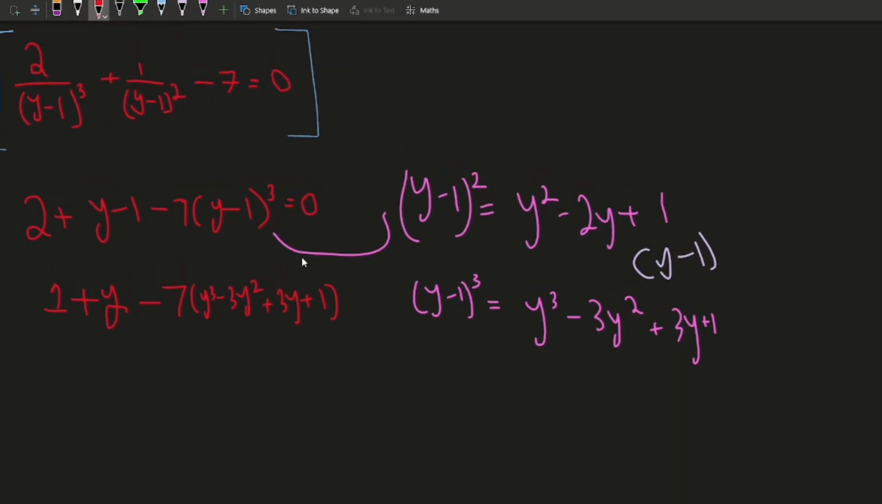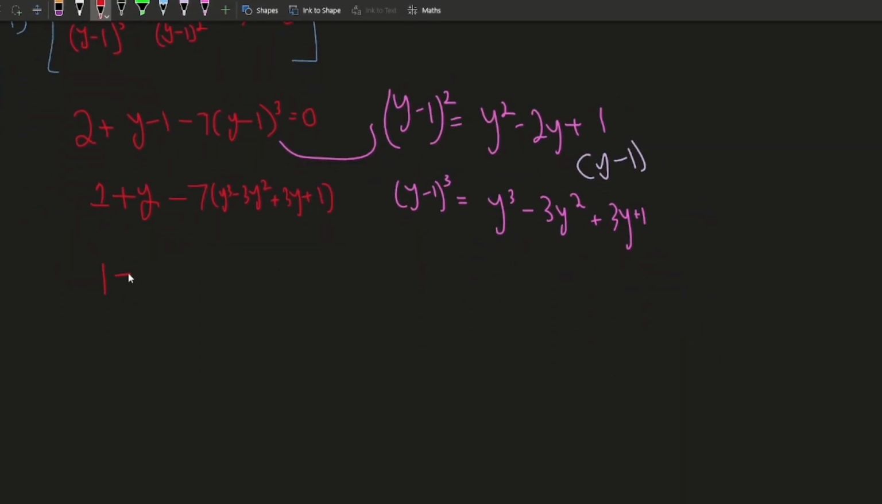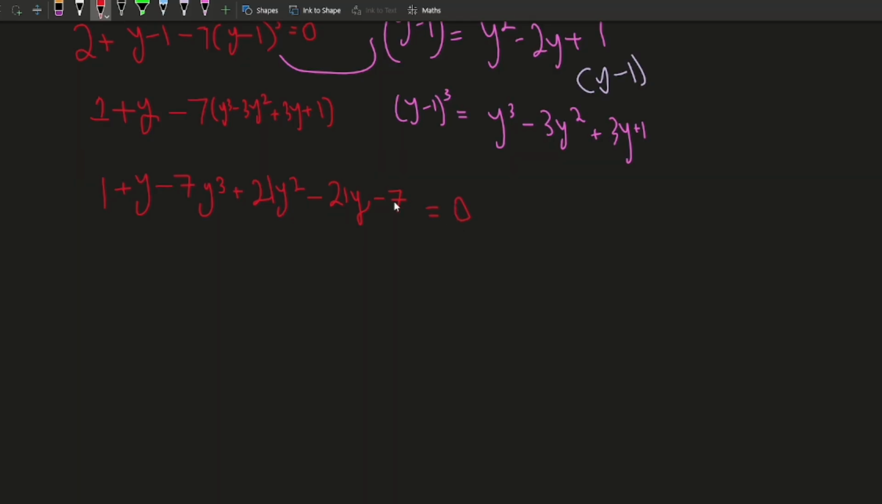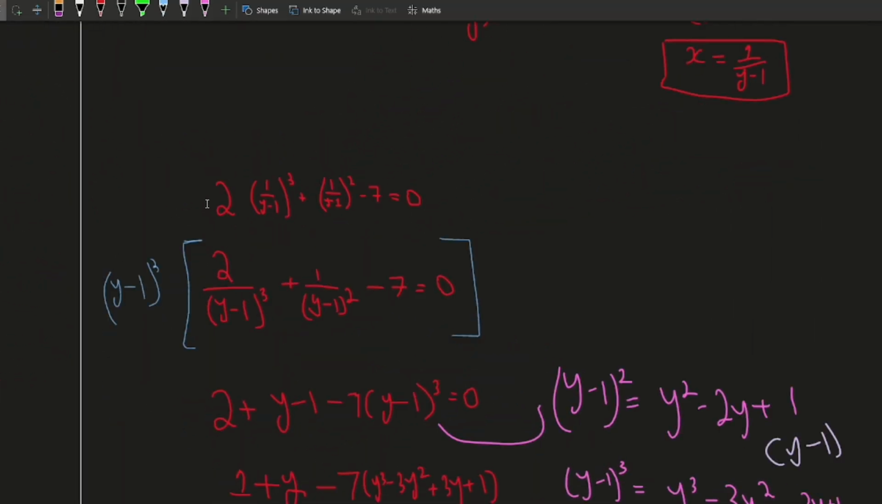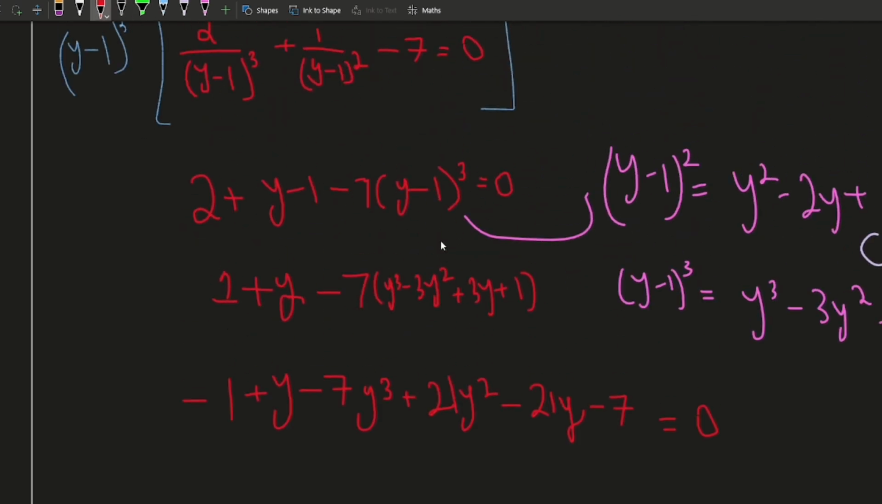Okay, so now 1 plus y, minus 7, 7 gets multiplied: minus 7y cube plus 21y square minus 21y minus 7. All of this is still equal to 0. Okay, I forgot to write the minus sign here. So now let's simplify this.